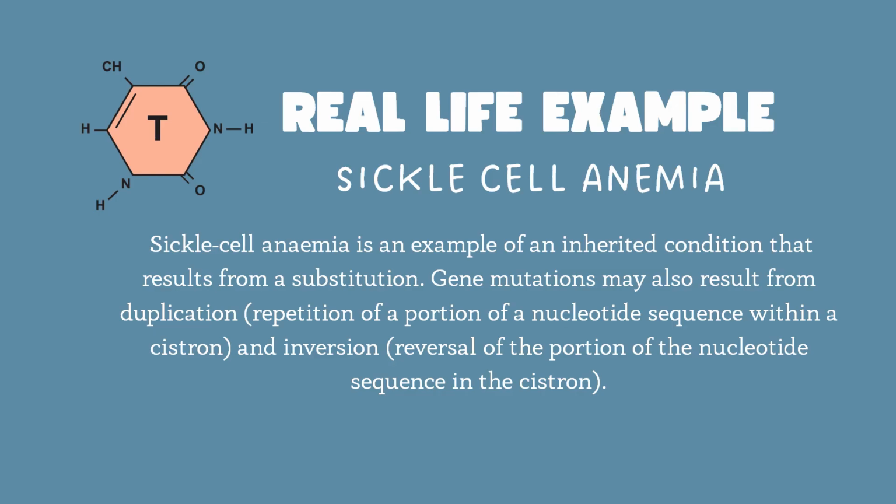Real-life example: sickle cell anemia. Sickle cell anemia is an example of an inherited condition that results from a substitution. Gene mutations may also result from duplication and inversion.